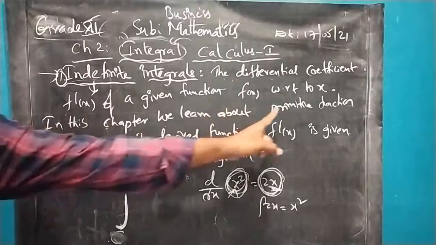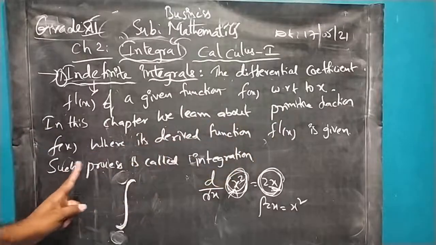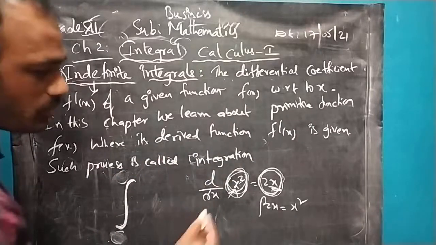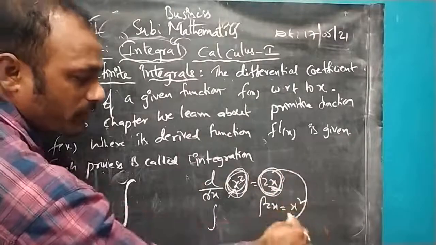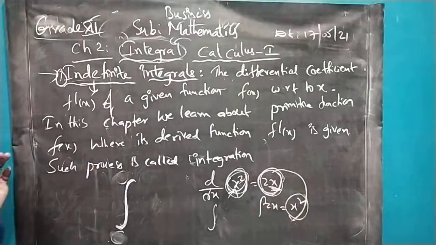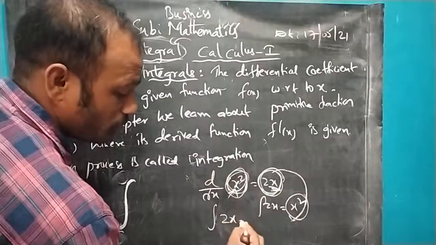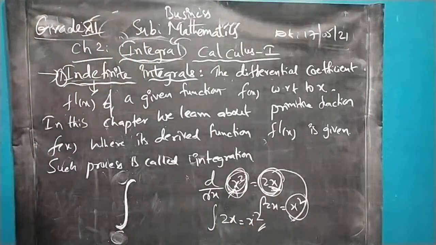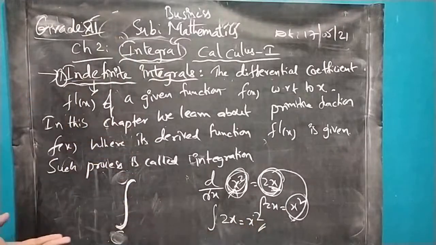In this chapter we are going to learn about the primitive function f of x, where its derived function f dash of x is given. Such a process is called integration. Means in this whole chapter they will give the differentiation answers, and from these we are going to find the integration answers. If they give the value 2x, we have to find that the answer is x square. So integration of 2x is x square. That we need to find in this chapter.